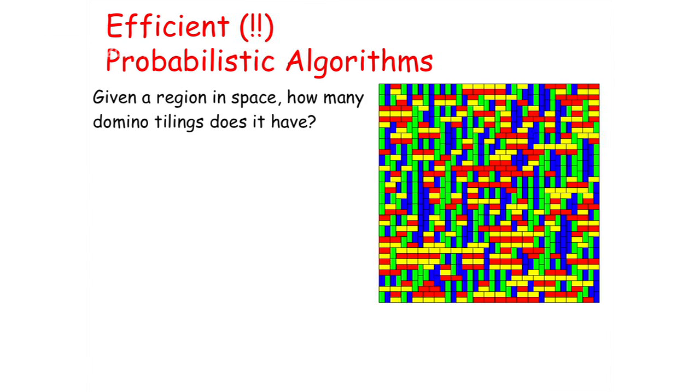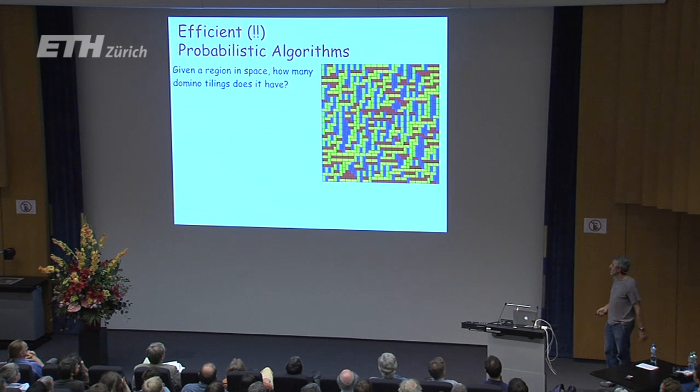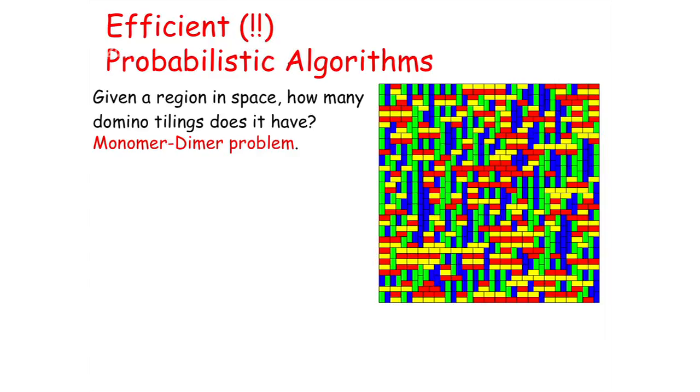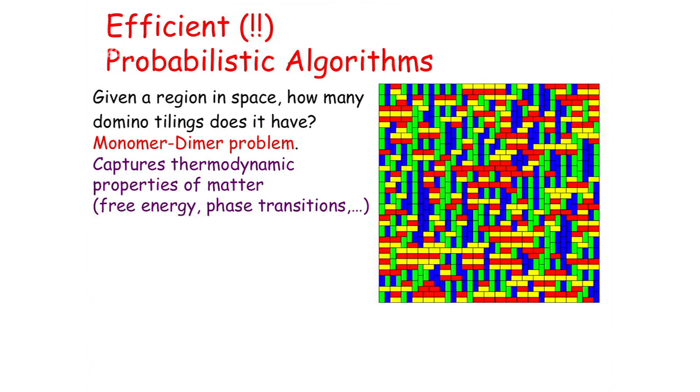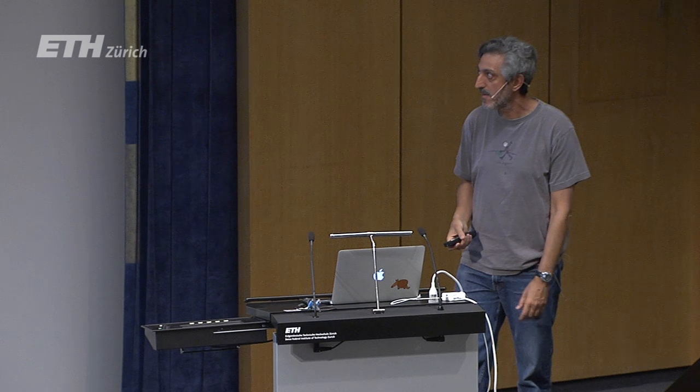You are given a region in space. Physicists would know it. And you ask, in how many ways, it doesn't have to be a square region, it can be any shape, can I tile it with dominoes, with 2x1 dominoes? And if this is large, then the number of possible tilings is exponentially large. So it's really a difficult problem. It's a really interesting problem. It's the dimer problem, I guess. It's really important for chemistry. It captures the thermodynamic properties of the matter, the material you are talking about. And that's why it's interesting.